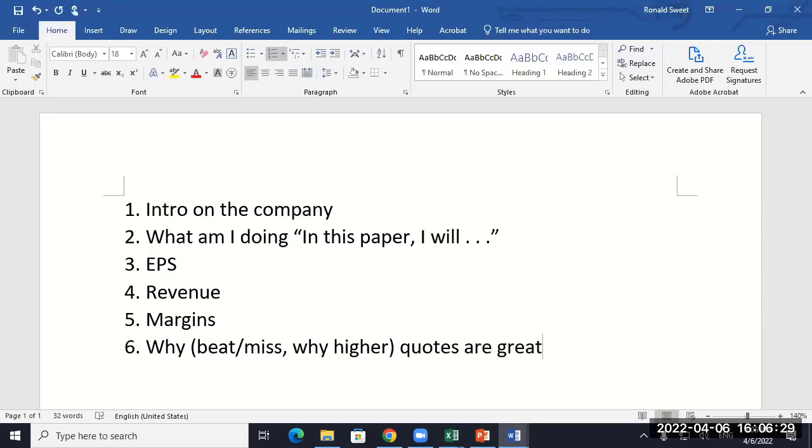Management quotes are biased, right? Because management always wants to put a good spin on it. So if the management quote is usually good, though, I would want both in there. What is management saying? What are analysts saying?